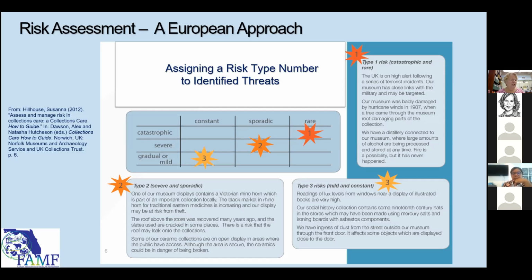In step 2, you assign each of the identified risks a risk type number, depending on how frequently they are likely to occur and the severity of their effect on the institution or collections. This risk number allows for quick reference when assessing risks. Identification of this risk type will also be of use in emergency planning as well. And again, similar to Rob Waller's chart, you have number 3, risk type, which is gradual or mild, number 2, severe, and number 1, catastrophic.